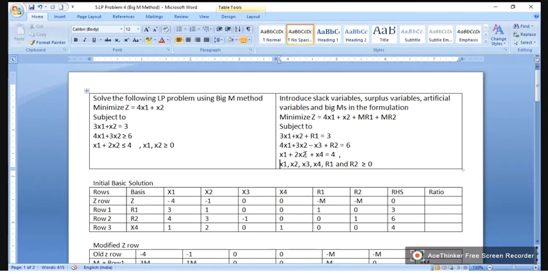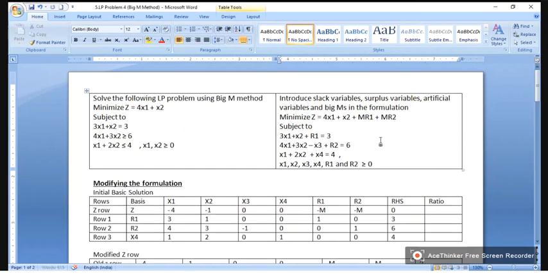Okay, now the total variables are x1, x2, x3, x4, r1 and r2. All these variables are greater than or equal to zero. Okay, so M here is a very big number, very big number. So we punish the objective function by adding Mr1 and Mr2.